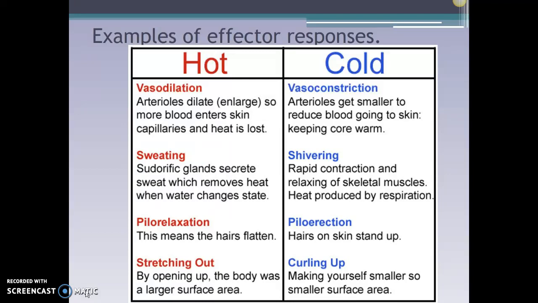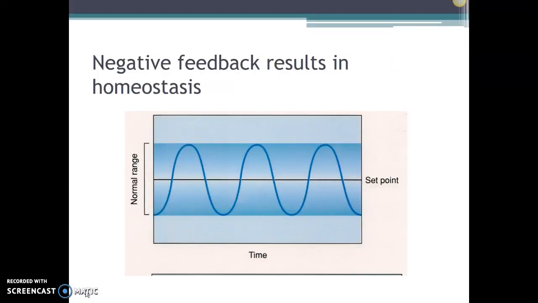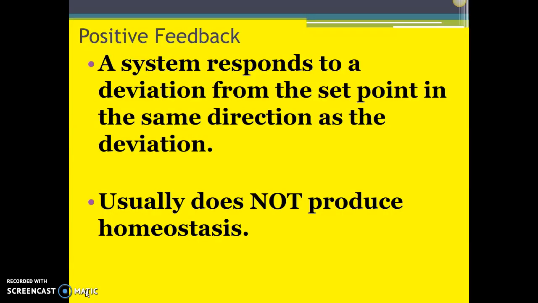Okay, stretching out, curling up, that makes sense. You're cold, you want to curl up, keep that body temperature there. When you're super hot, you just want to lay all sprawled out on some cool floor somewhere to lose that heat. Negative feedback results in homeostasis. Again, you can go up and down slightly, as in this blue line in the graph, goes away from set point. Over time, your body's constantly bringing it back or negating that change to keep it at set point.